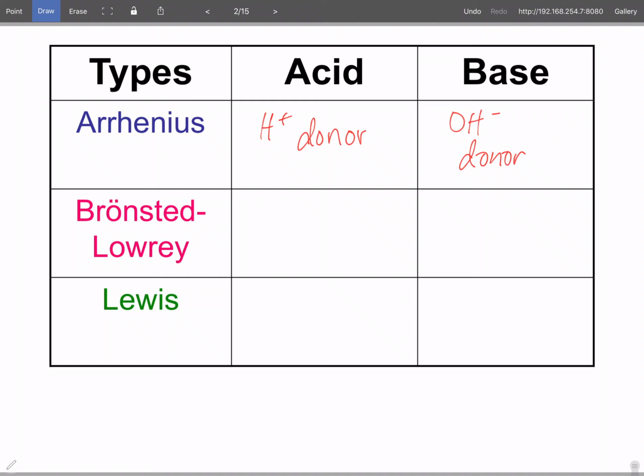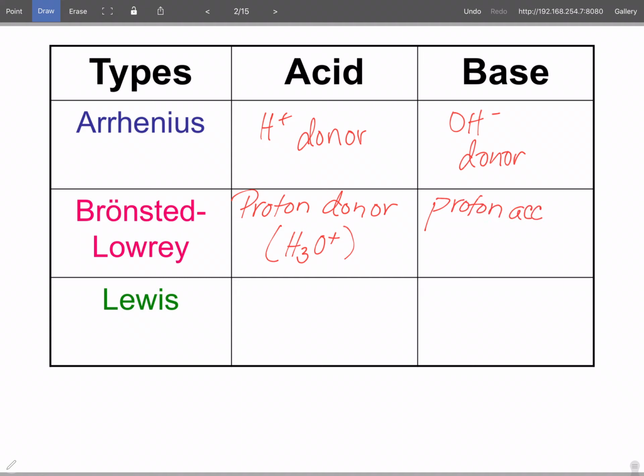It doesn't really work. The only reason I mention it is because for some bizarre reason, it shows up on a lot of standardized tests. And I'm not really sure why. The definition we're going to use is the Bronsted-Lowry. And according to it, an acid is a proton donor. Now, usually in the form of H3O plus, and a base is a proton acceptor.